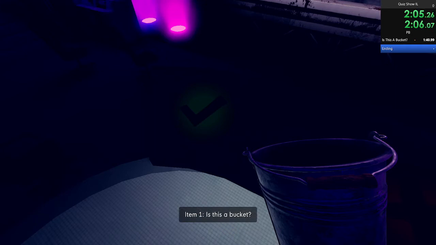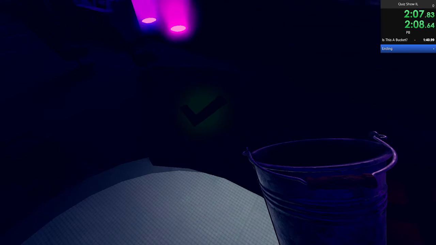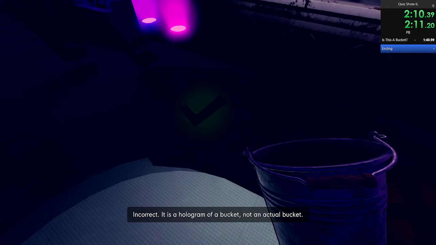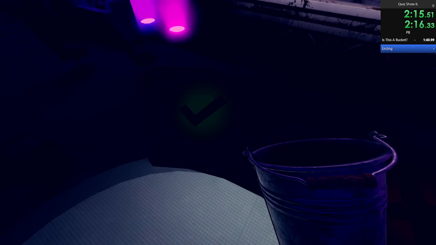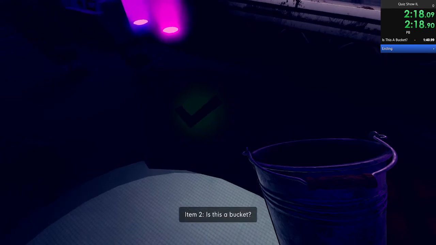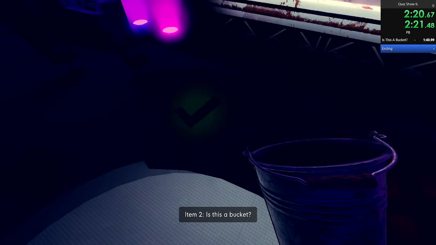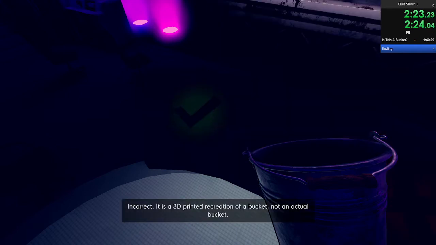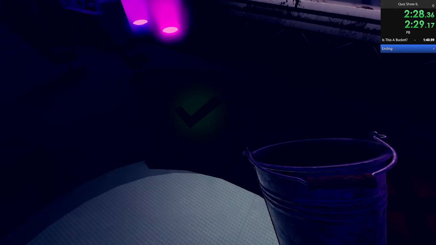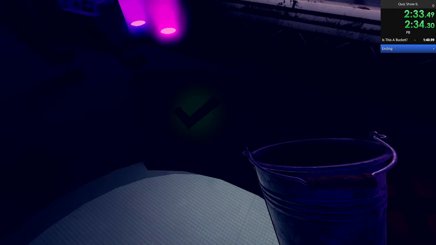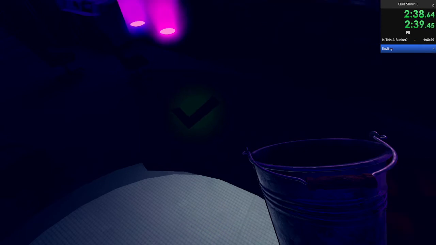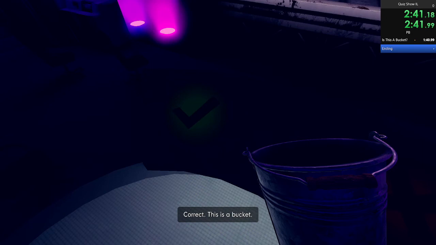Item 1. Is this a bucket? Incorrect. It is a hologram of a bucket, not an actual bucket. Item 2. Is this a bucket? Incorrect. It is a 3D printed recreation of a bucket, not an actual bucket. Item 3. Is this a bucket? Correct. This is a bucket.